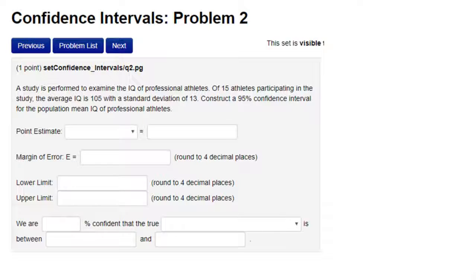A study is performed to examine the IQ of professional athletes. Of 15 athletes participating in the study, so a sample size of 15, the average IQ is 105. That average came from the sample. It's a sample mean, or a sample average, of 105.